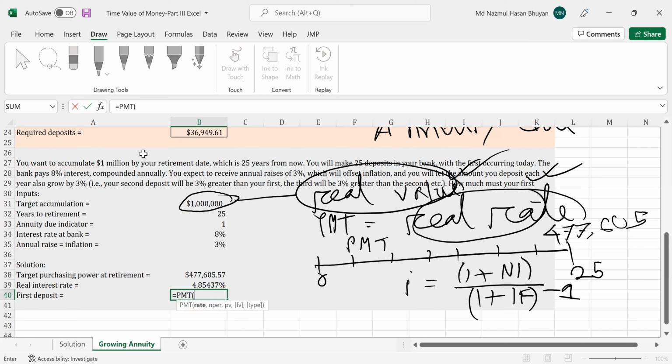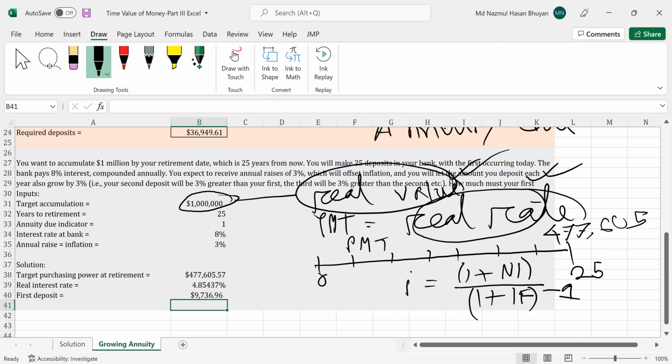PMT, your rate is your real interest rate, your NPER is 25, and then your PV is 0, your future value is $477,000. And remember, you want to make your payment at the beginning of the time period. So 1, close the bracket, hit enter. So it is $9,736.96 that you need to deposit today.